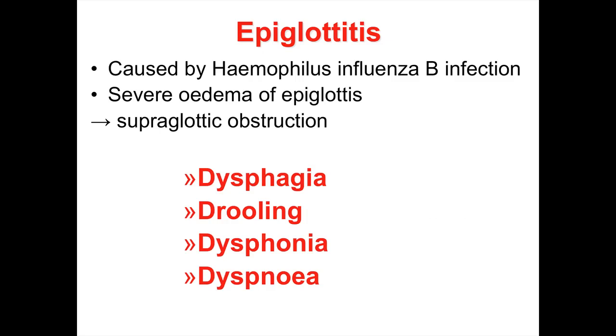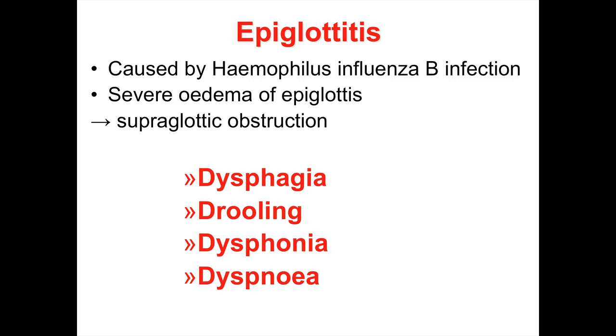Epiglottitis is caused by Haemophilus influenzae B infection and is rare since the Hib vaccine in 1992. It's associated with severe edema of the epiglottis, which leads to supraglottic obstruction. It has the four main features of dysphagia, drooling, dysphonia, and dyspnea.